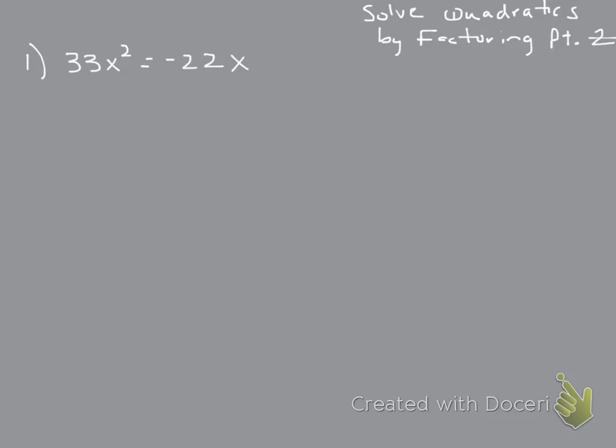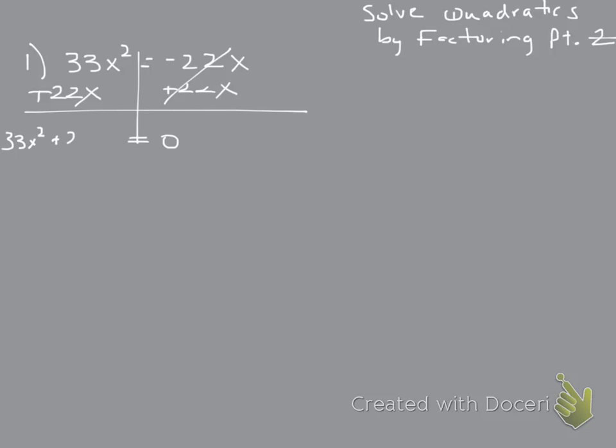All right, so the first example is 33x squared equals negative 22x. Anytime you want to solve a quadratic, you have to set it equal to 0. So the first thing I need to do is add 22x to both sides. That'll cancel this out, leaving me with the 0 that I'm looking for on the right side. What's on my left side? 33. I heard it. 33.